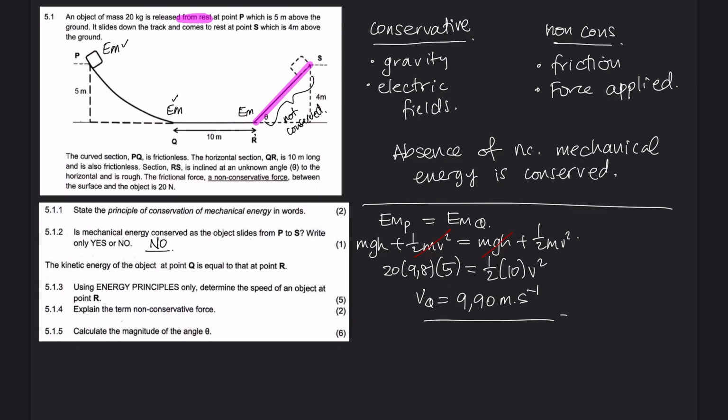Now, we must understand something. If you look at QR, it is frictionless. So in other words, there's nothing to slow down this object. So if the object has a velocity of 9,9 here, it's going to have a velocity of 9,9 there as well.